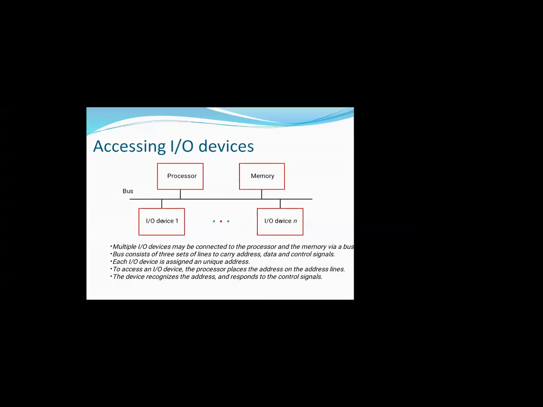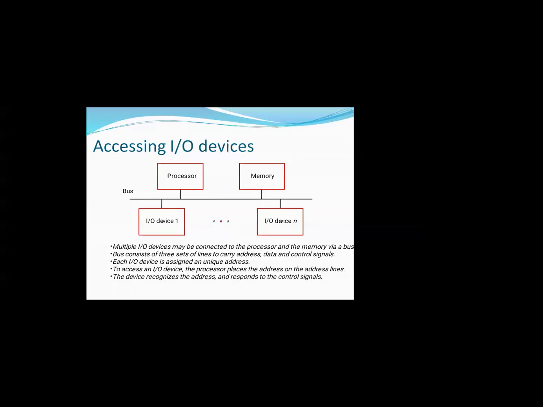Each IO device is assigned a unique address in order to communicate with the device. The processor sends the address onto the bus address line. In the bus there are three lines. The address is transmitted on the address line, and the device whose address matches responds. The processor sends the address of the device with which it communicates.